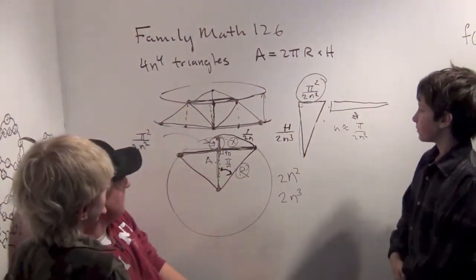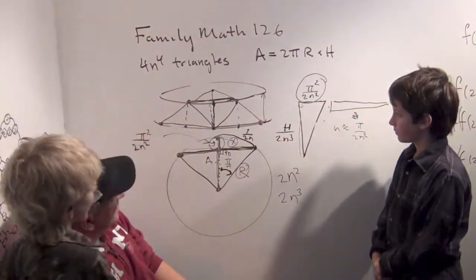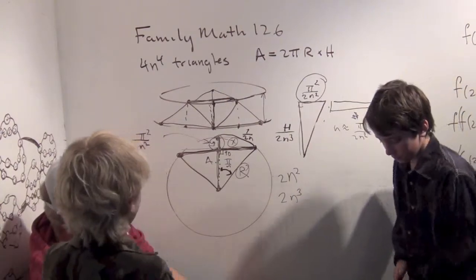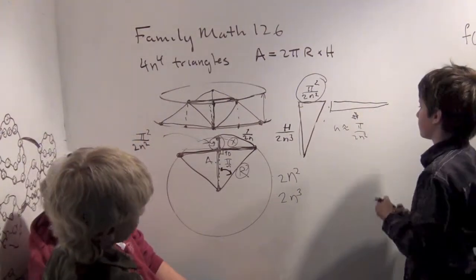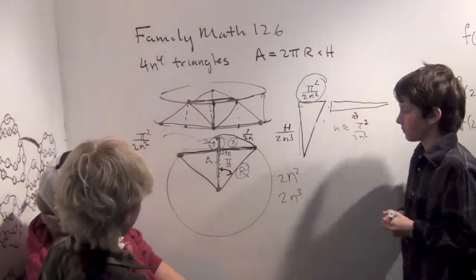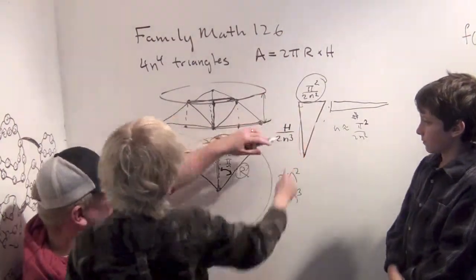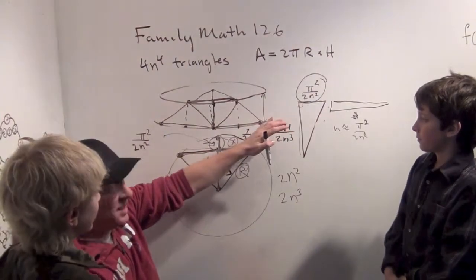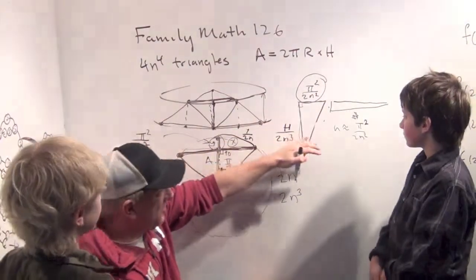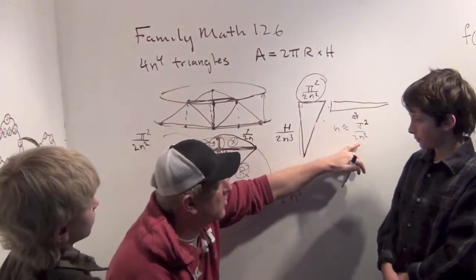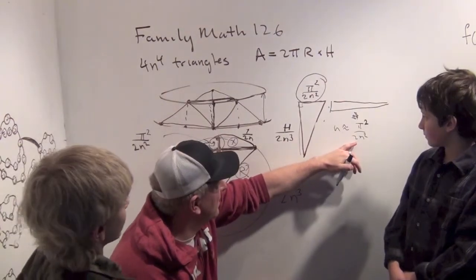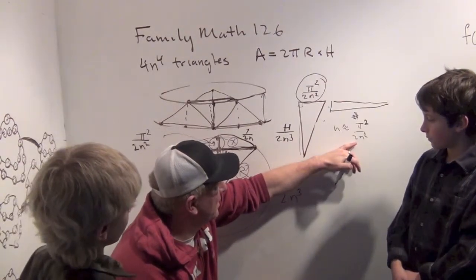But the sides look longer, and that's because, remember I told you we made a mistake? So here's my height, pi squared over 2n squared.